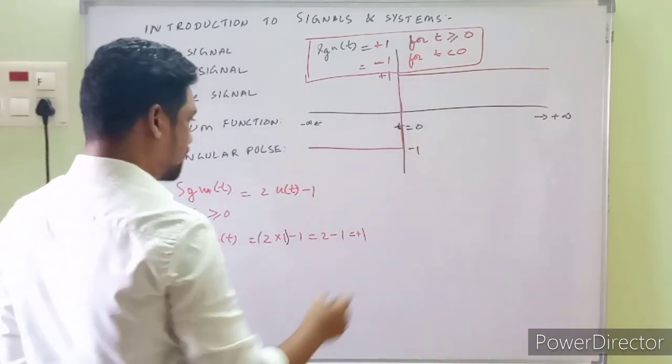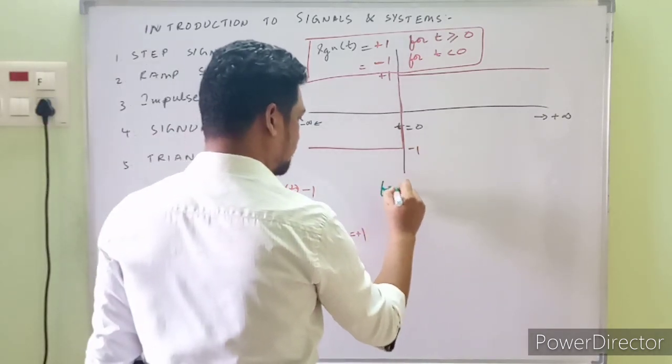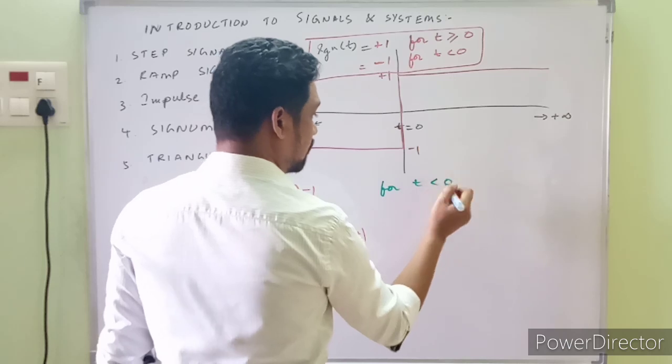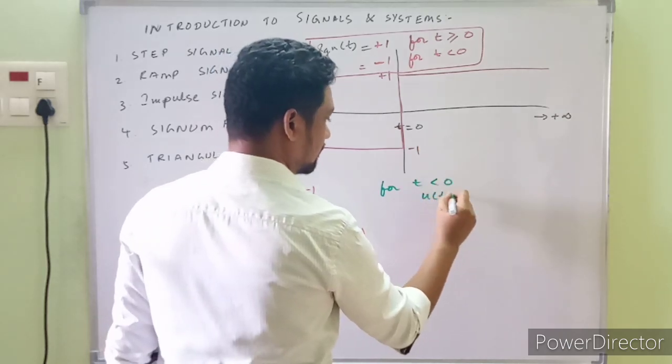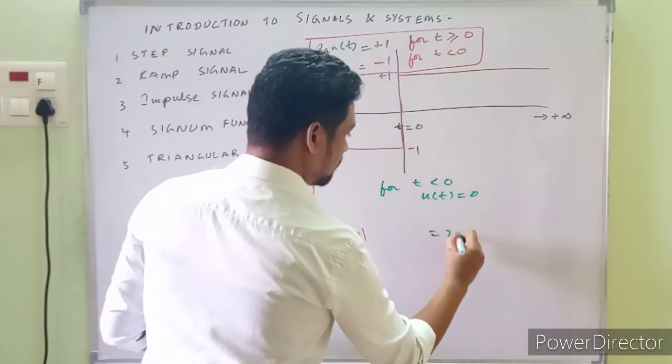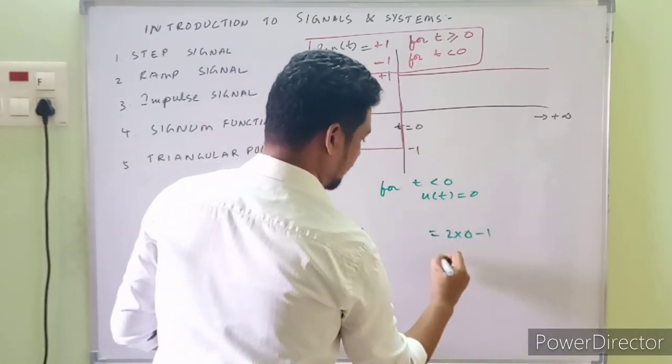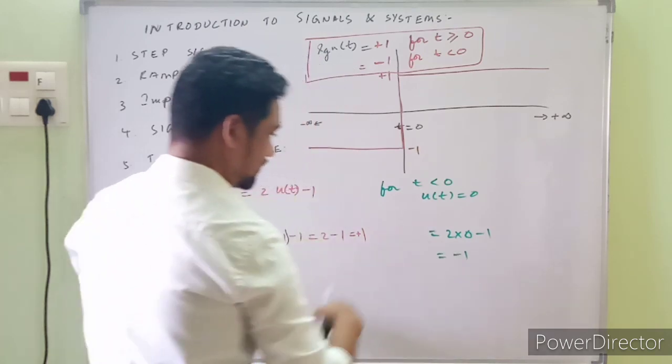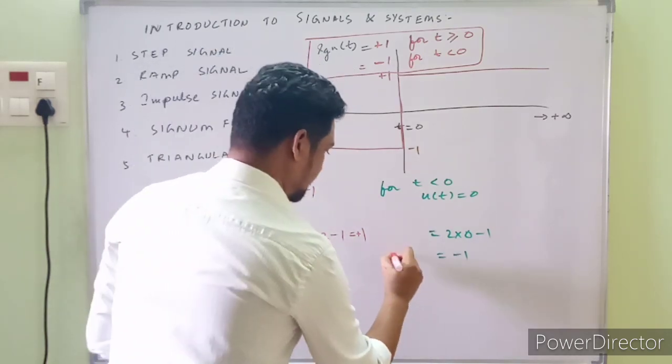And on the other hand, for t less than 0, u of t equal to 0. So substituting that over here, that will be 2 into 0 minus 1, and we are left with 0 minus 1, which is equal to minus 1. This is for the signum function.